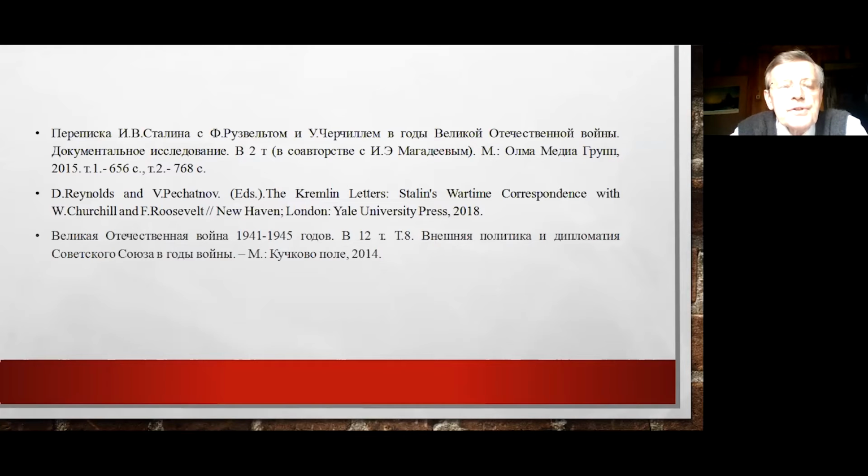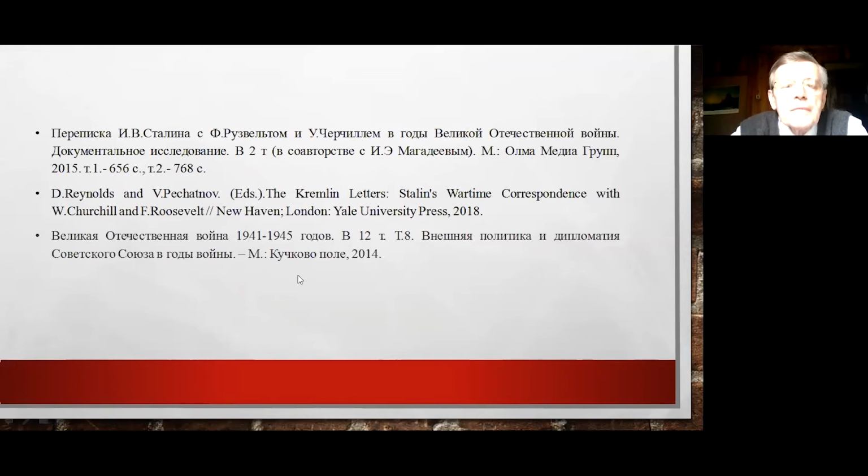It's a volume in the series of the Great Patriotic War, a huge collective work in 12 volumes. Volume 8 is devoted to Russian foreign policy during the war. It's very solid research, mostly done by civilian historians, not military people. People like myself, my colleagues from our institute, from the Diplomatic Academy. So I would recommend this volume, which has a lot of archival material with all the references and so forth.